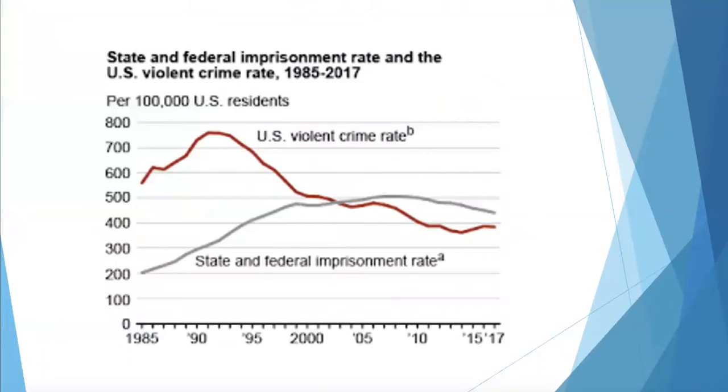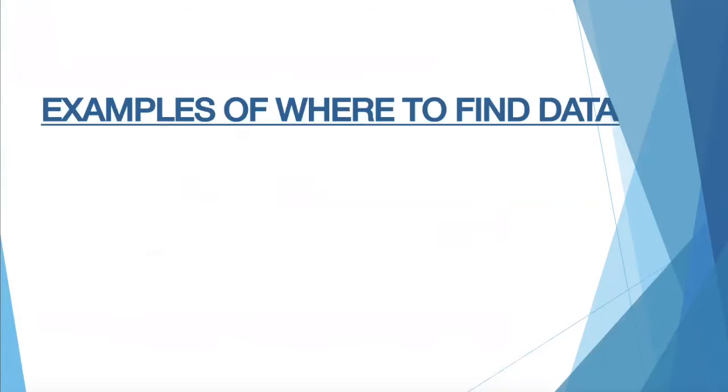So here's an example of data. This is from the Bureau of Justice Statistics, and it shows the state and federal imprisonment rate and the United States violent crime rate between the years 1985 and 2017. You can see a pattern going up and then decreasing for one rate, and the other going up steadily, then meeting and leveling out, and then going down. This is data constructed in a line graph, and it helps whoever is looking into the federal and state imprisonment rate determine the relationship between the two, specifically with data.